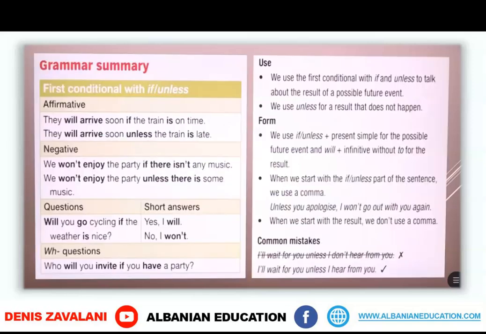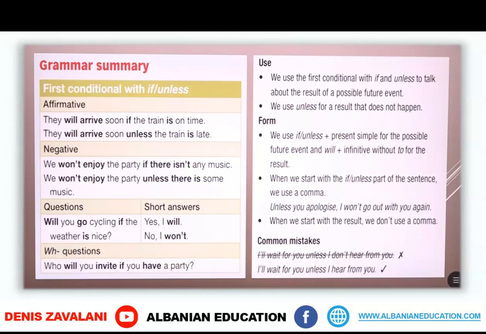Here we've got the grammar summary with first conditional with if or unless. You know that we have 4 conditionals, and today we'll talk about the first one. The form in affirmative is: they will arrive soon if the train is on time, or they will arrive soon unless the train is late. Negative: we won't enjoy the party if there isn't any music, or we won't enjoy the party unless there is some music. Question form: will you go cycling if the weather is nice? And the short answer is yes I will or no I won't. In WH questions we've got: who will you invite if you have a party?